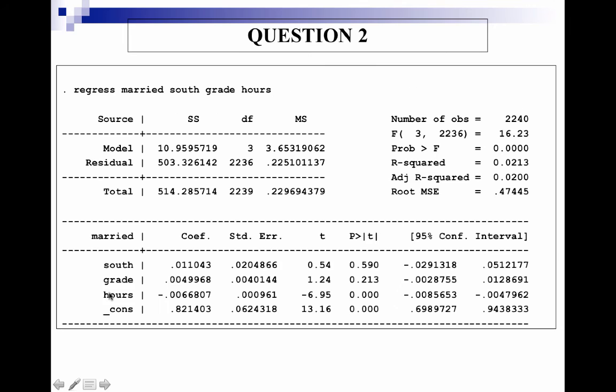So for the coefficient on hours, we have a value of negative 0.006687. So we multiply that by 100, and as hours of work go up by 1 hour or 1 unit, the predicted probability of being married goes down, right, by 0.6681 percentage points, holding all else constant.